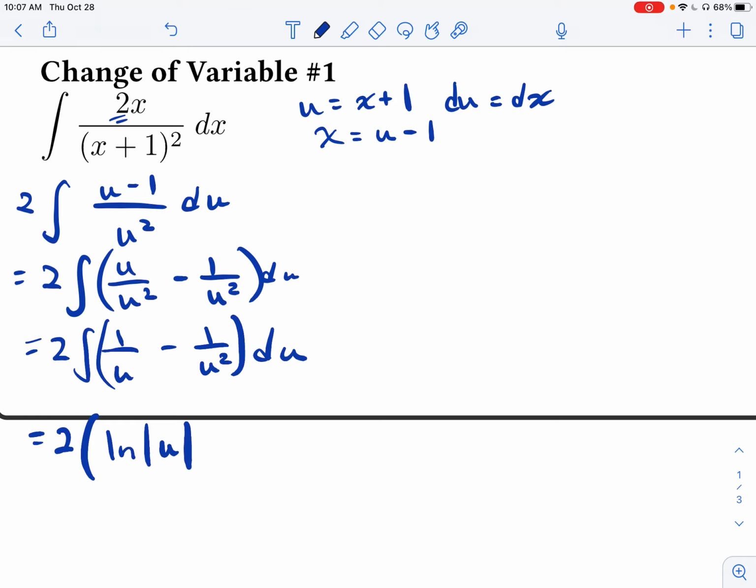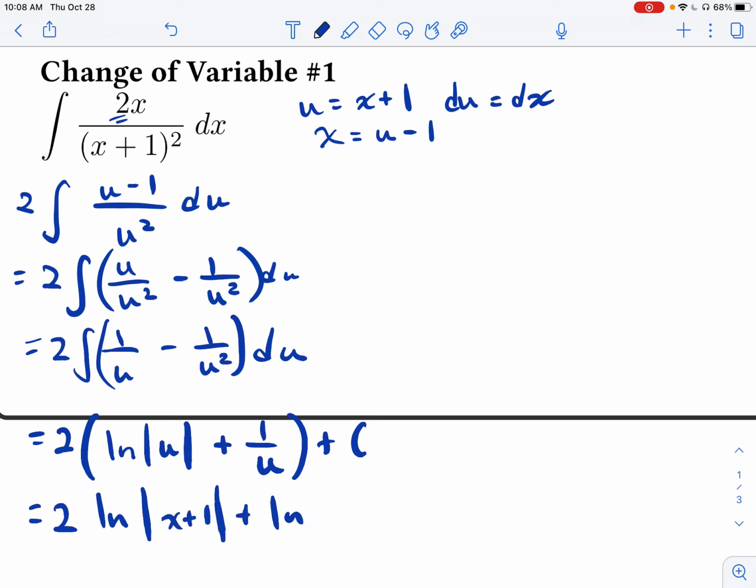1 over u squared, that would be negative 1 over u. That integral would be negative 1 over u, but since there was already a negative there, that's going to be plus 1 over u. All of this plus c. So if we then substitute what u is equal to, we get 2 times the natural log of the absolute value of x plus 1, oh, excuse me, that's already been integrated. So that's just going to be 1 over x plus 1 plus c.